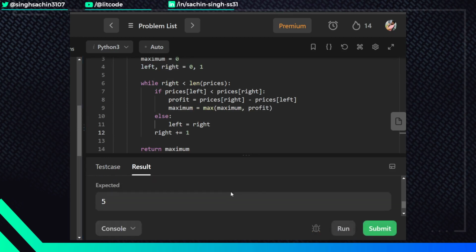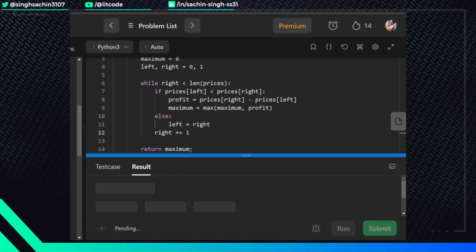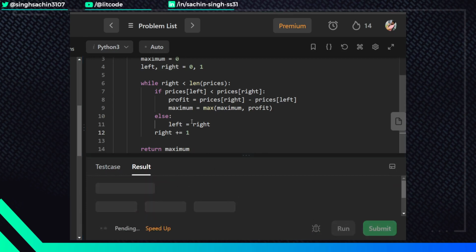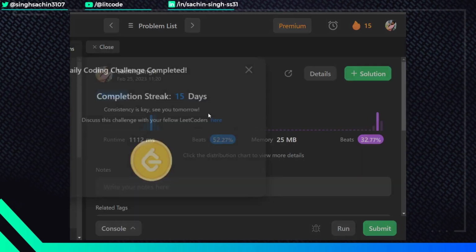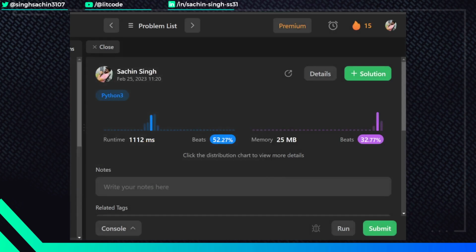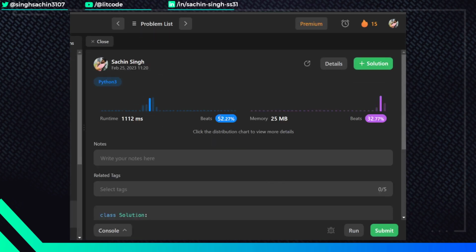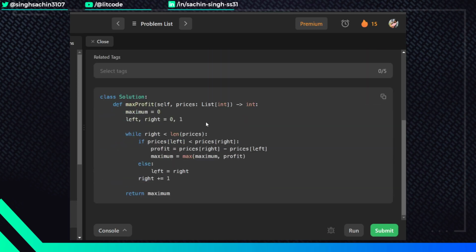So the test cases got accepted. It got cleared. Let's submit for further evaluation. And the solution also got accepted, and we performed decent. We outperformed 52.2% of the solutions. So, yeah.